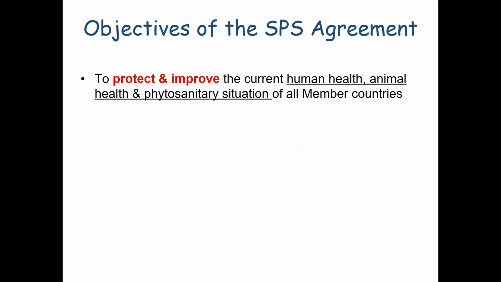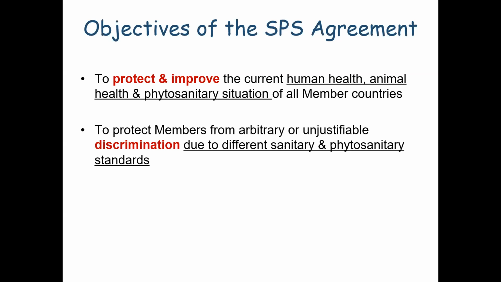Now, what are the objectives of the SPS agreement? Three main areas are covered. One is to protect and improve the current human health, animal health, and phytosanitary situation of all member countries. When we say human health and animal health, it is very clear. Phytosanitary situation relates to the plant health situation of member countries.